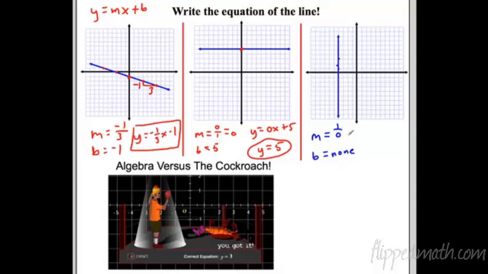How much does it go horizontally? None. Well, can you divide anything by 0? No, that's impossible. It's undefined. So this is a weird one that has an undefined slope and no y-intercept. So all we can really do is say x equals what? 1, 2, 3, 4. That's negative 4.